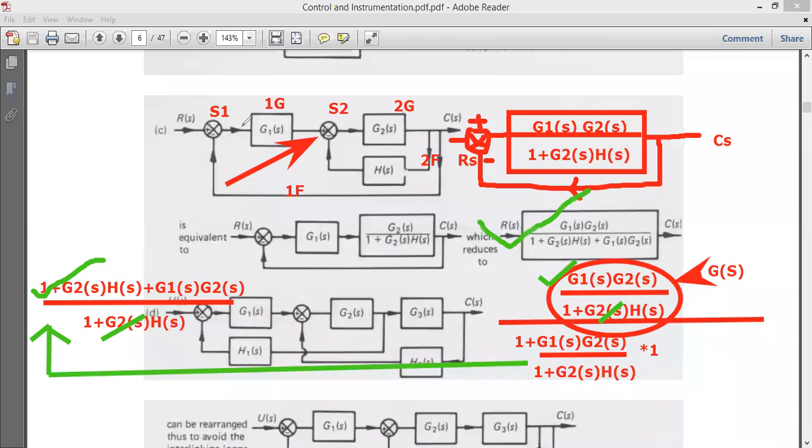They have written it as G1 of s into G2 of s, that is this block, divided by 1 plus G2 of s into H of s, plus G1 of s multiplied by G2 of s, in one complete block diagram. How did you get this? After solving this diagram, we applied a minor loop and got G of s divided by 1 plus G block into 1. Why is it 1? Because the feedback is 1.